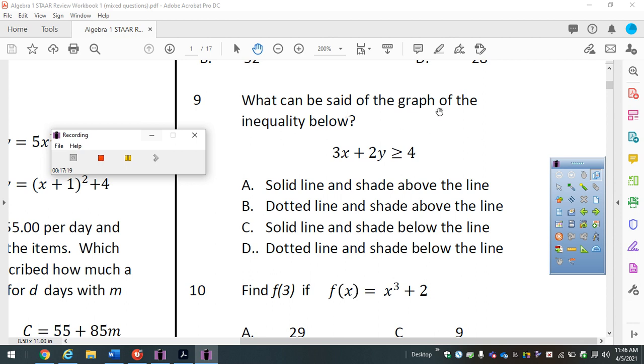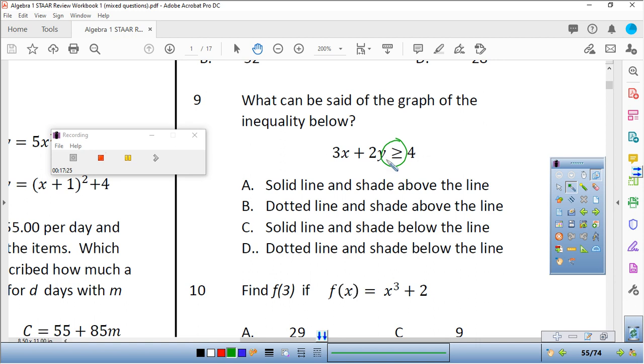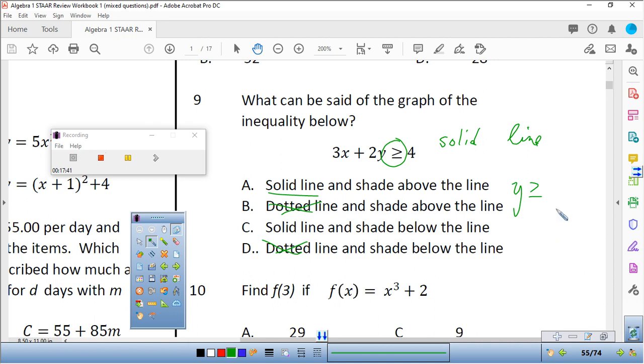Okay, guys, so what can be said of the graph in the inequality below? You see this part right here? That's a solid line, not dotted. Now, do we shade above or below? The trick is, if you had y is greater, that is shaded above, because it says y is greater. If you had this, that's below. So we really need to get the y by itself here.